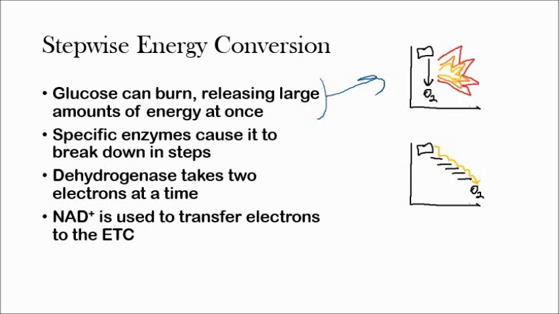You've got potential energy versus, I guess, time. And so the glucose is just burning or exploding or something, and the electrons are going straight from glucose to oxygen, releasing a bunch of energy.